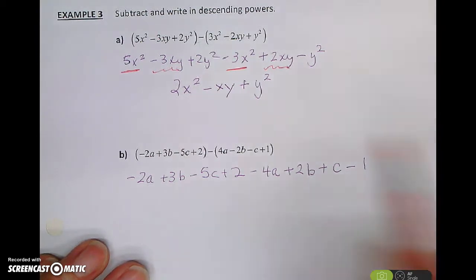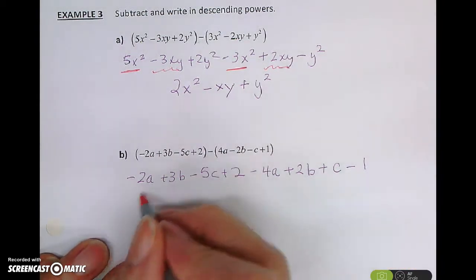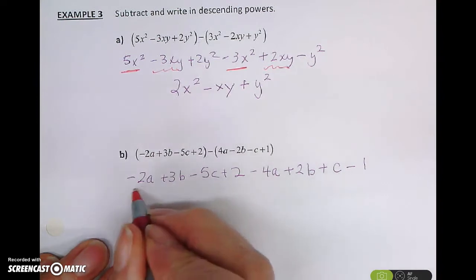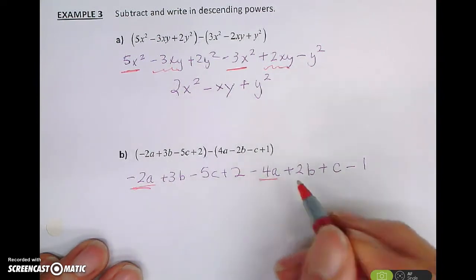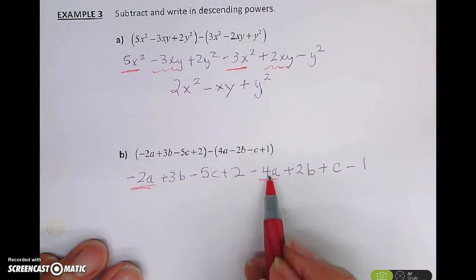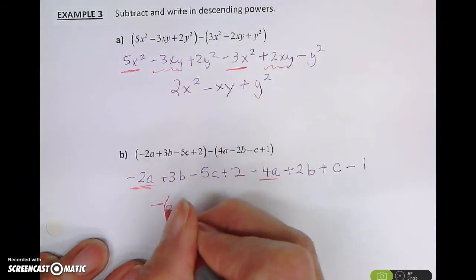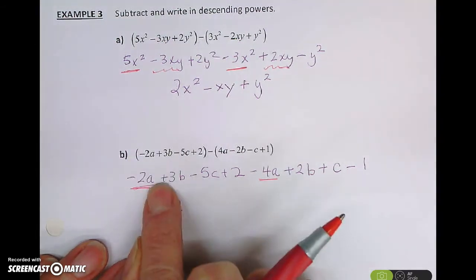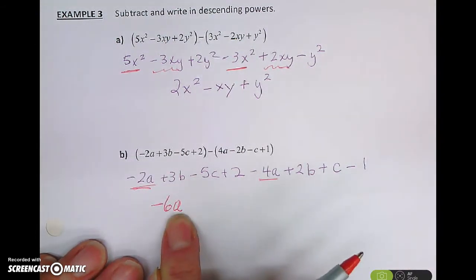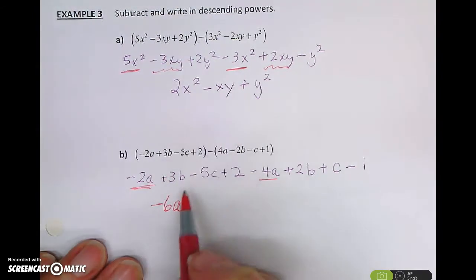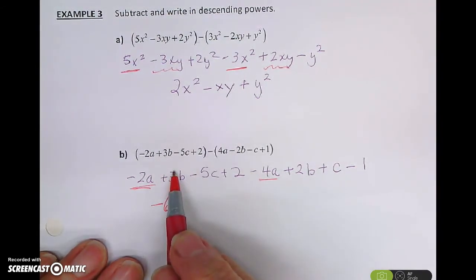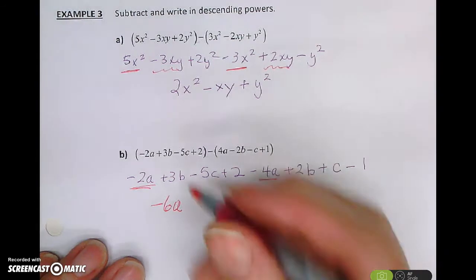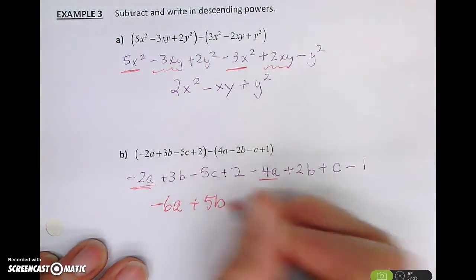So I'm going to distribute the minus and now combine terms. So here I have a minus 2a and a minus 4a. So negative 2 and negative 4 is negative 6a. So remember, we don't change the a's. All we do is we keep the same one. Do nothing with the exponent. Then I have a plus 3b and a plus 2b is a plus 5b.